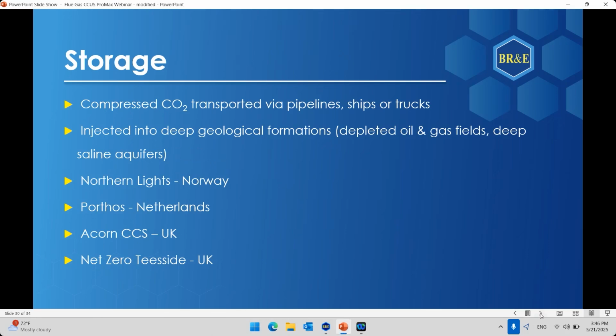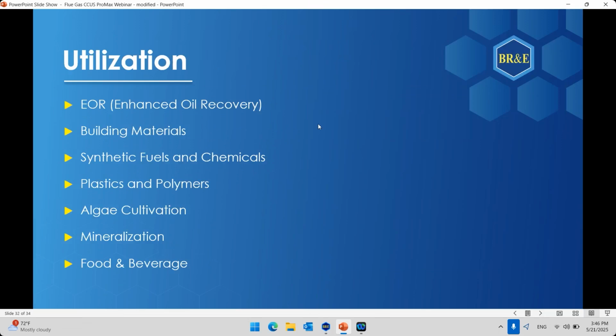Now, one way is to store it. Second way is to use it. So use the captured CO2. And I would say the one usage which has been used for some time, especially in US and Middle East, is EOR, so enhanced oil recovery, where you inject the CO2 into the oil reservoirs to increase the oil production. The CO2 can also be used in building materials, so carbonation of cement, concrete. You can create synthetic fuels and chemicals. So for example, methanol. Methanol is produced, a consumer, let's say, of CO2.